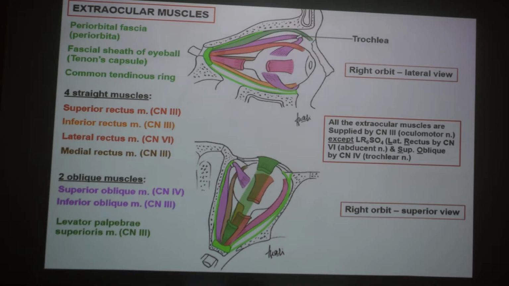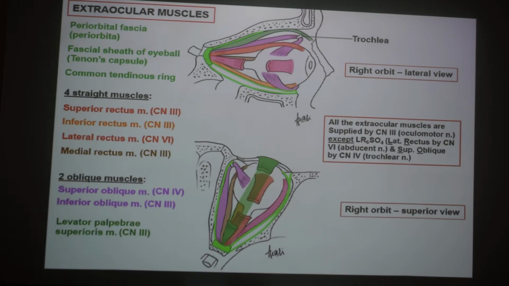You are testing the superior rectus. When you ask the patient to elevate the eye in adducted position, you are testing the inferior oblique muscle. When you are asking the patient to depress the eye in an outward position or abducted position, you are basically testing the inferior rectus muscle.